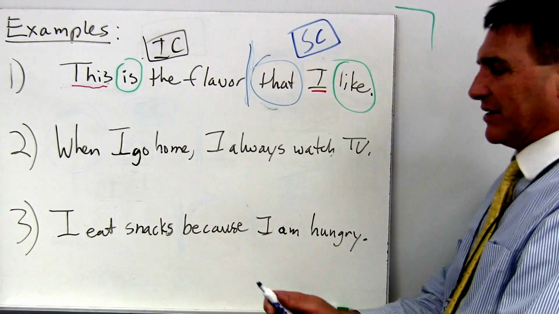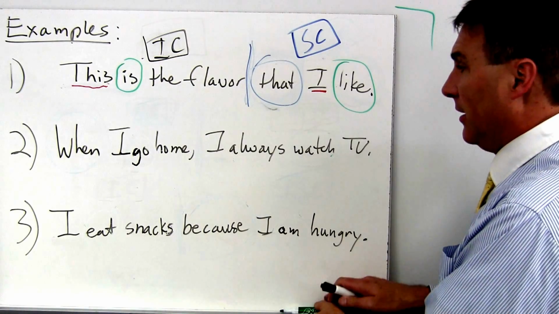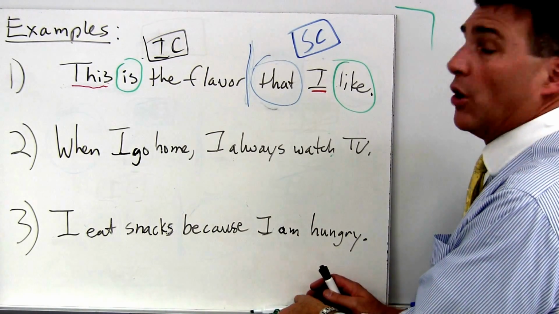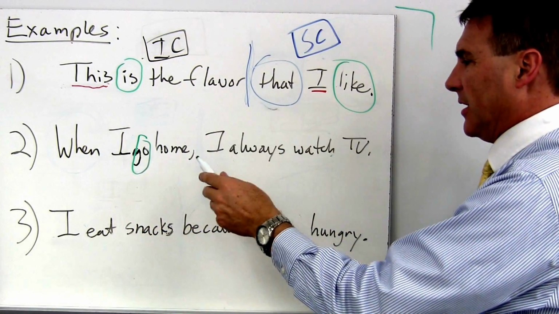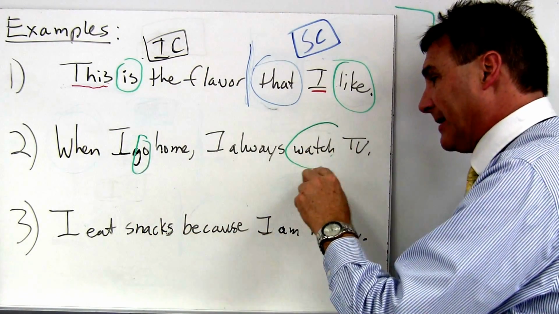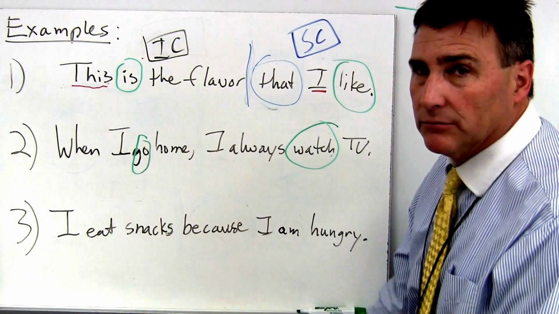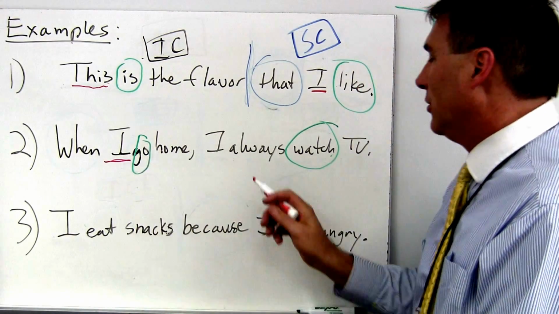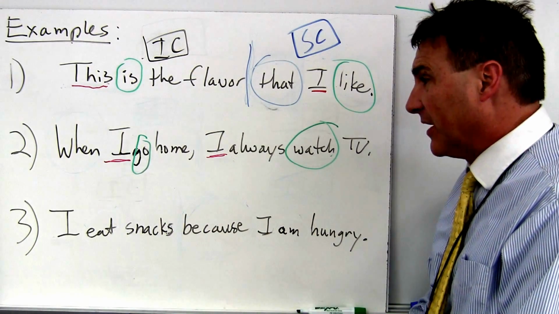When I go home, I always watch TV. Hope you've got more of a life than that. But let's look for our verbs. When I go. Okay, go's a verb. There's our first one. Next, as we move on down, I always watch. Watch is a verb, right? Okay. Now let's go back and find our subjects. Who's going? I go. Who's watching? I always watch. All right, there we've got our subjects.